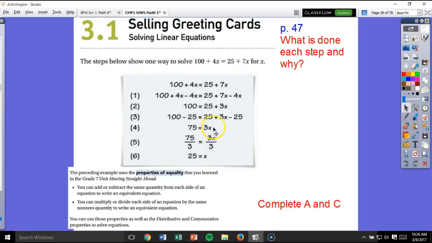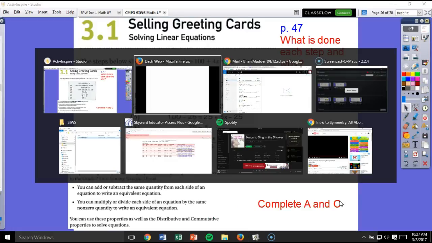To find out what 1x equals, we need to divide both sides of the equation by 3. If we do it to one side, we must do it to the other. 3 divided by 3 here gives you 1x, and 75 divided by 3 gives you 25. So 1x equals 25. Now you can use these properties as well as the distributive and commutative properties to solve these equations. I want you to do A and C, and to give you a little heads up on A, let's watch a quick video.